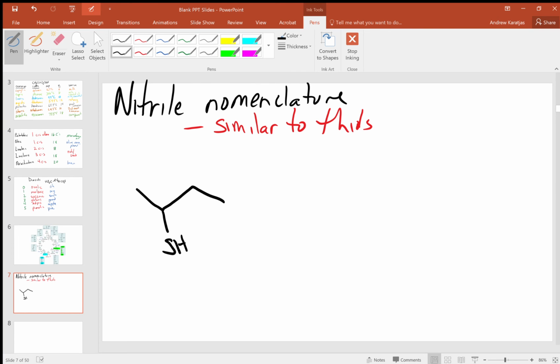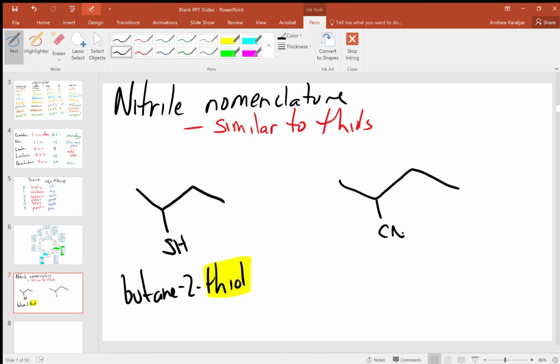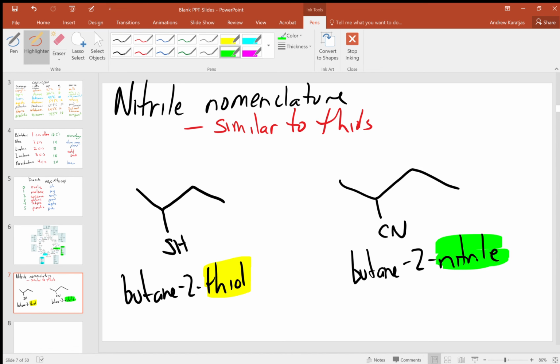If you recall when we named something like this, we called it butanethiol. And the reason I choose thiols here as a comparison is because the ending on the parent name is literally just the name of the functional group. And that's why nitriles are a good comparison. Because the ending for a nitrile on the parent name is again the name of the functional group, nitrile.